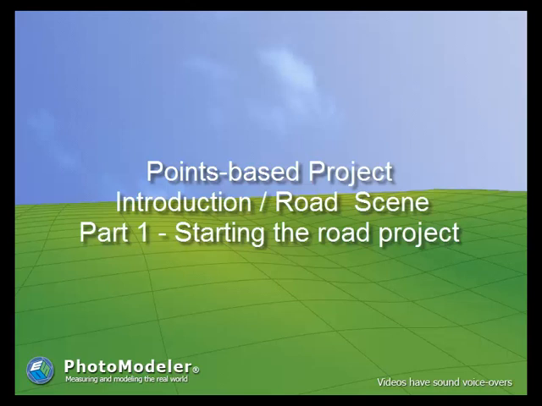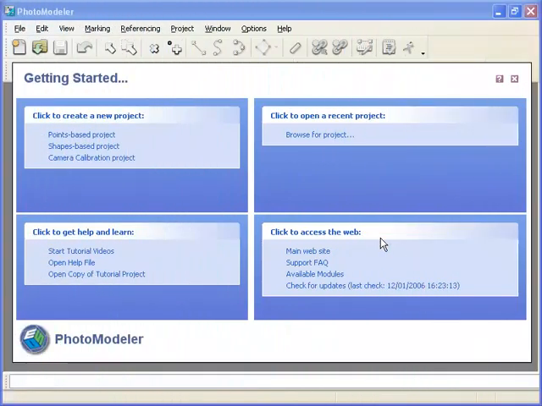Welcome to the introductory tutorial for PhotoModeler's road scene mapping. In this tutorial, we will work through the basics of setting up and producing a drawing of a road scene in PhotoModeler. The goals of this project are to show how to photograph a simple scene, how to use PhotoModeler to generate a drawing, and how to use evidence markers.